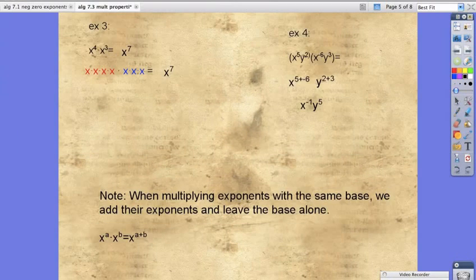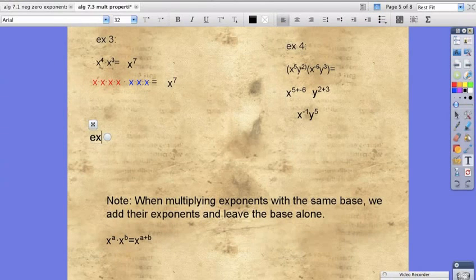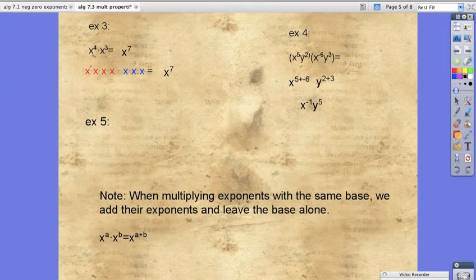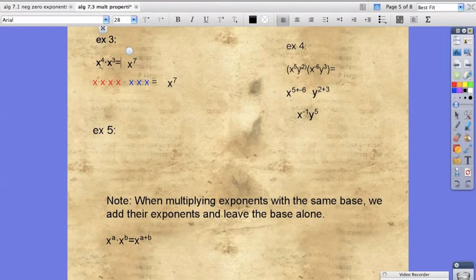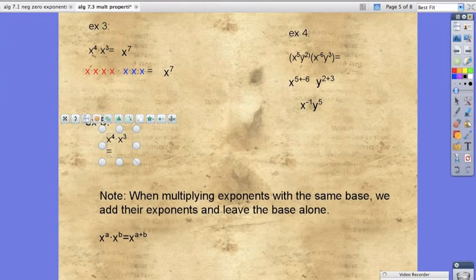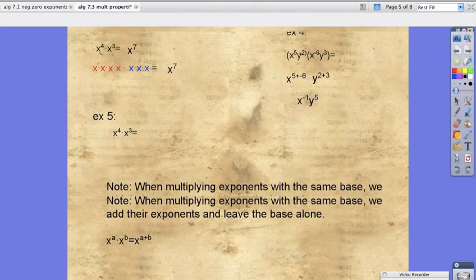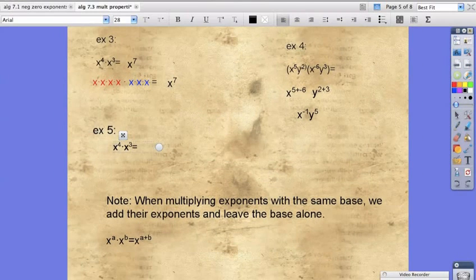So let's try one more problem, bonus example 5 problem, just to make sure we have this down perfectly. So what we're going to do is I'm going to steal this original problem from example 3, and we're going to make one small change to it. We're going to say, what if we have 5x to the fourth times 2x to the third?